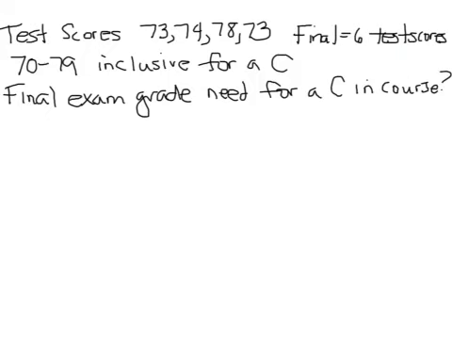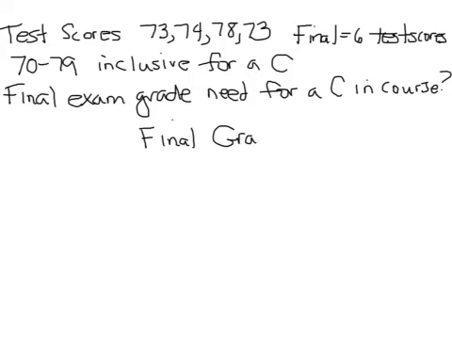Well, they know that if they earn between a 70 and a 79 inclusive, they will get a C in the course. And so the question is, what do they need to get on the final in order to get a C in the class? So the first thing to know is that we're interested in getting a 70 to 79, and that is for our final grade.